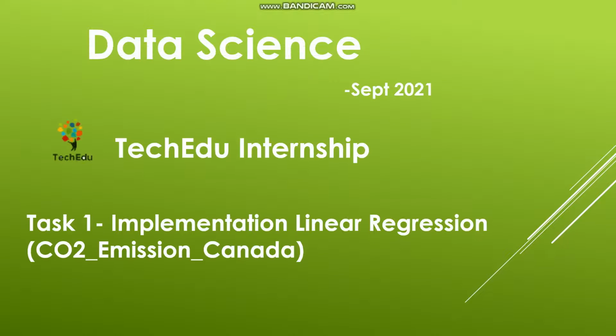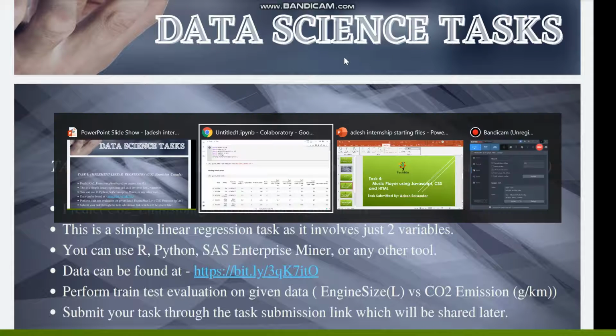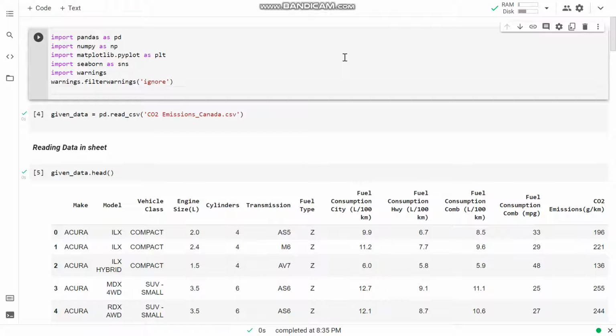Hello guys, I am presenting a data science task: implementation of linear regression on CO2 emission in Canada. In this task I am predicting CO2 emission based on engine size. For this I am using Google Colab.